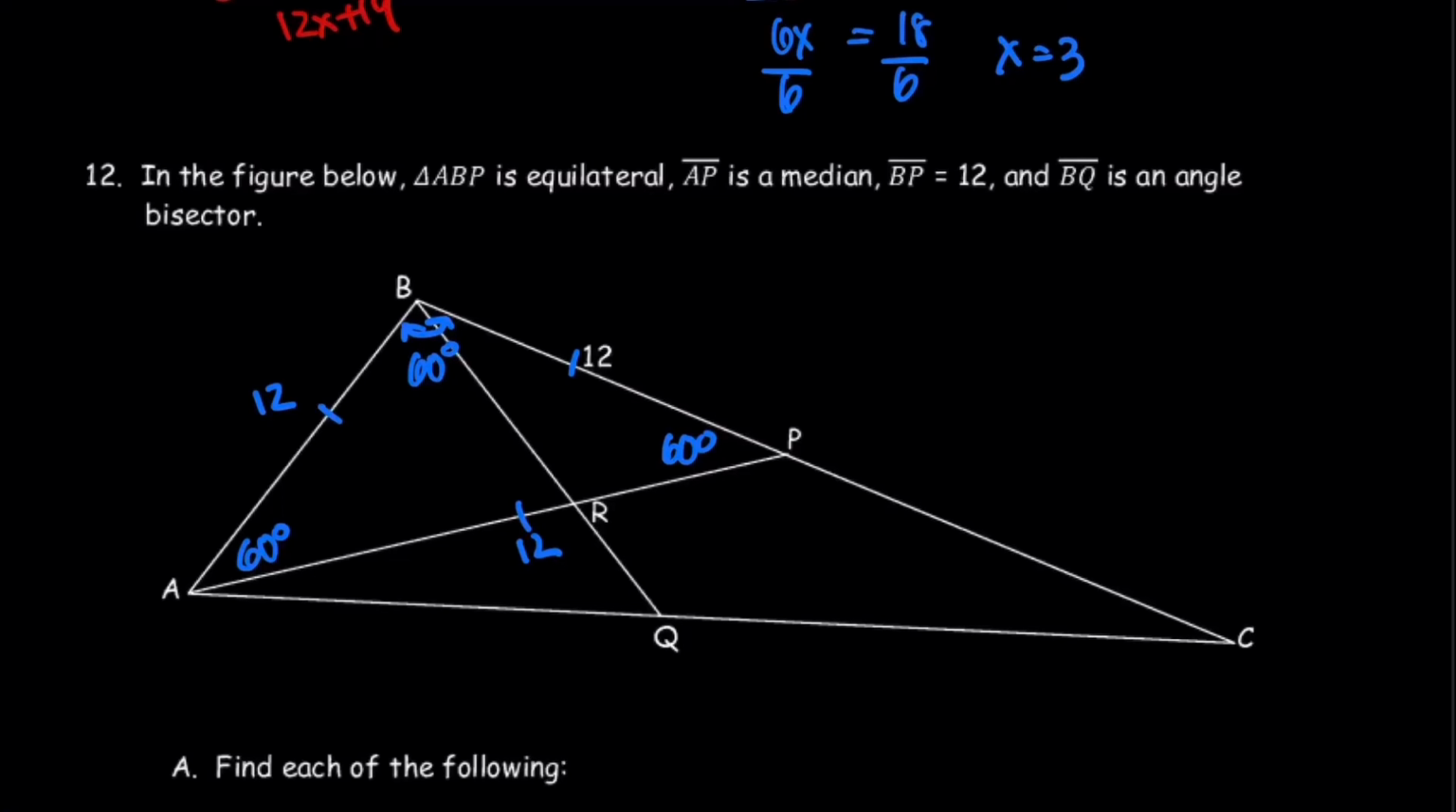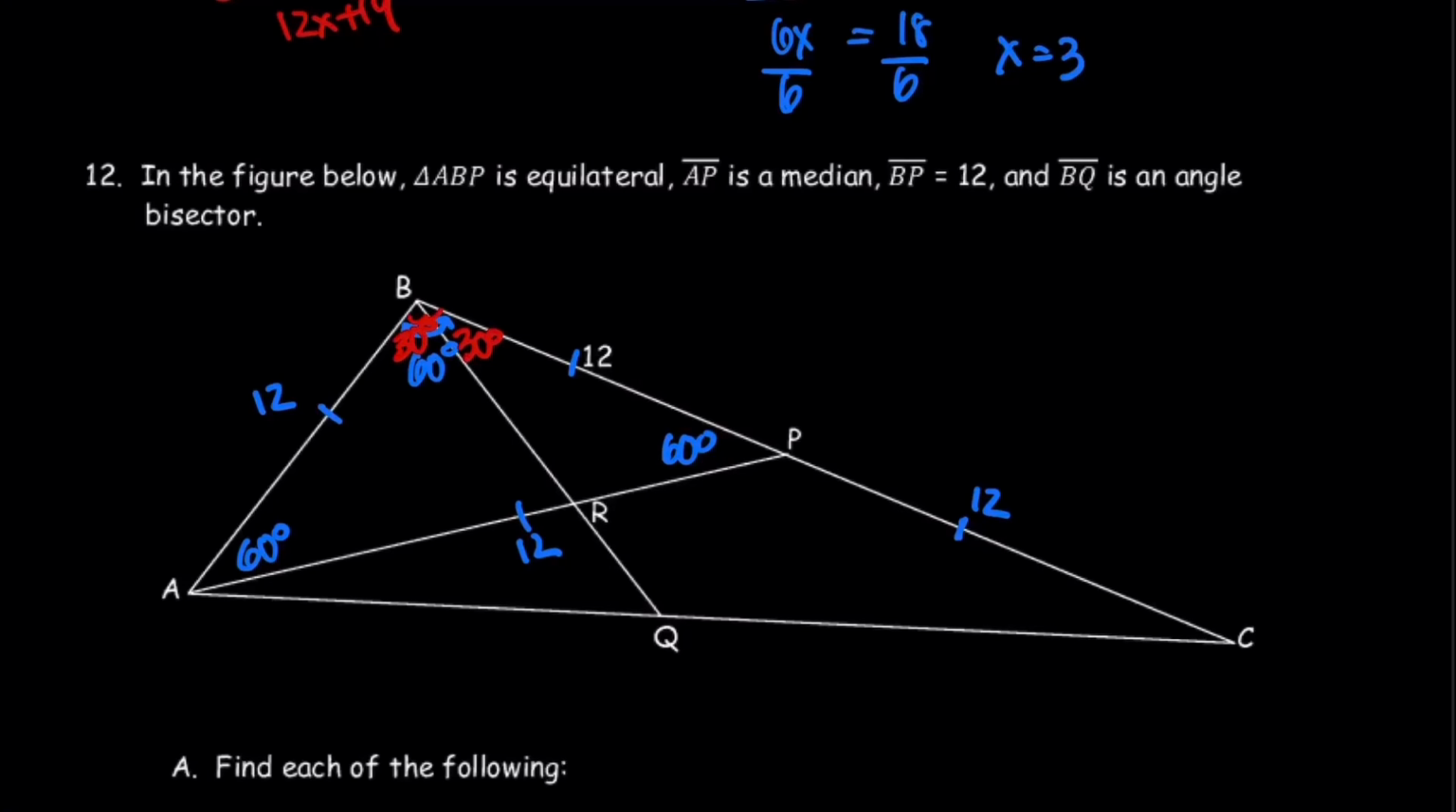All right, it also tells us that AP is a median. AP. So that tells me this piece here equals that piece there. It's a midpoint. Oh, well, if that piece up top is 12, guess what? That piece is 12. It says BQ is an angle bisector. BQ is an angle bisector. So this angle equals that angle. The whole thing is 60, so that makes each one of these 30. I'll try and draw that in a different color. Maybe it's easy to see. 30 and 30.